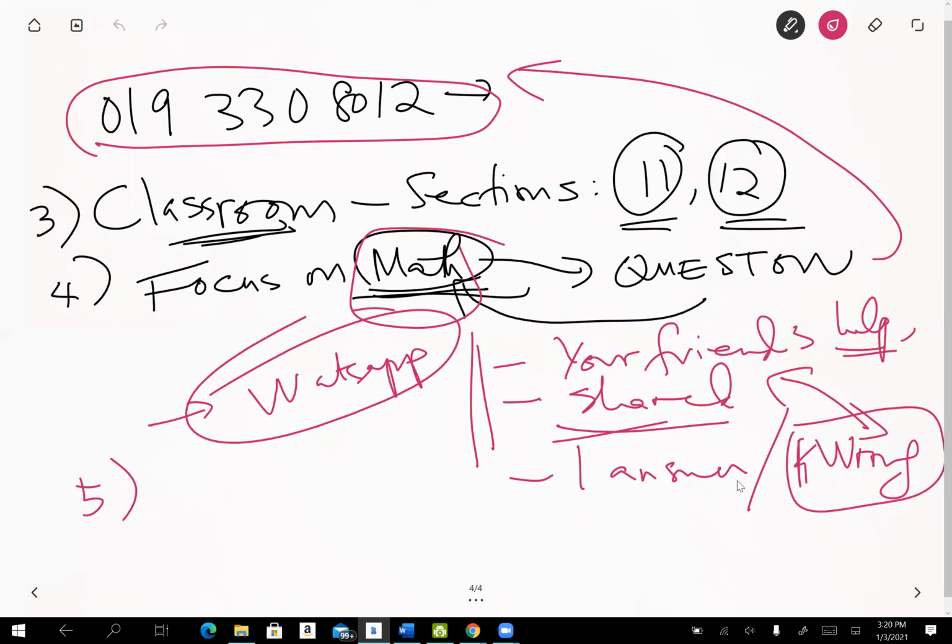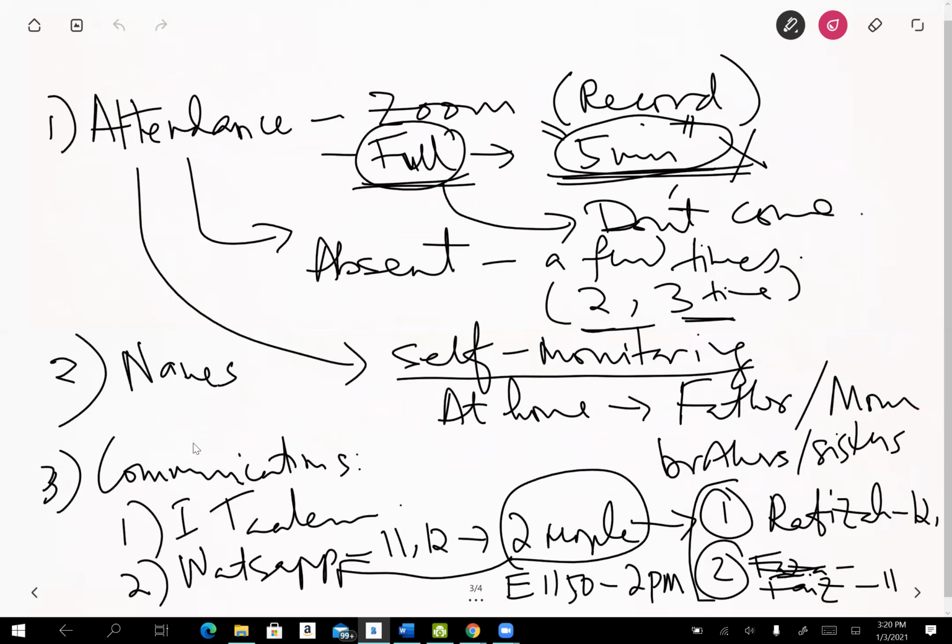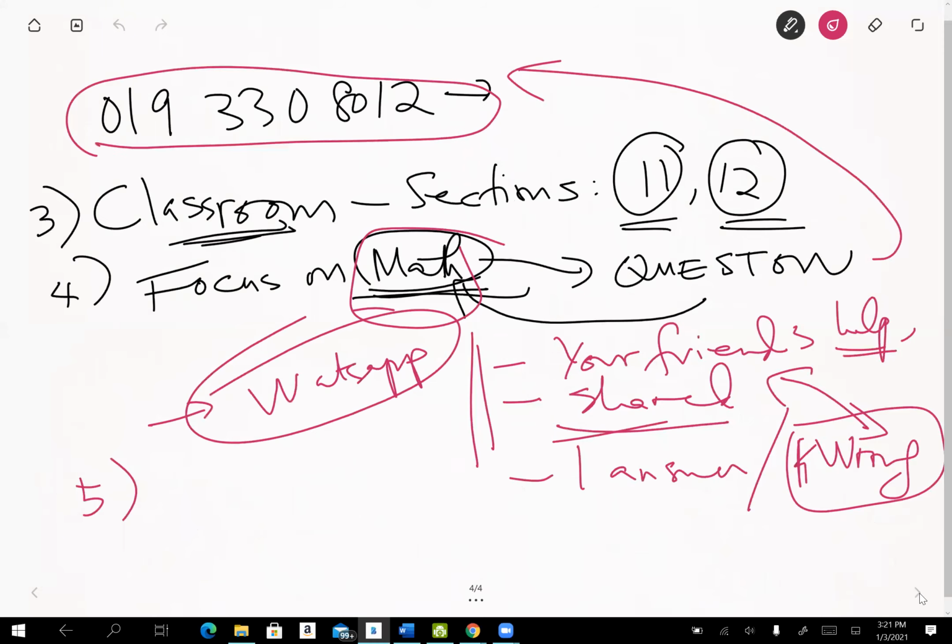Okay, I have talked about WhatsApp, I have talked about classroom. I only talked about the communication and then the names, attendance. Okay, I think I cover most of the things. Anything that I missed, we can always raise it later on, right? So I think that will do it for today. We will start our class proper on Wednesday.